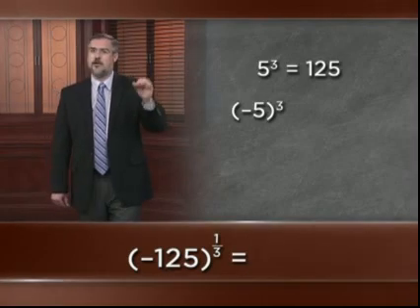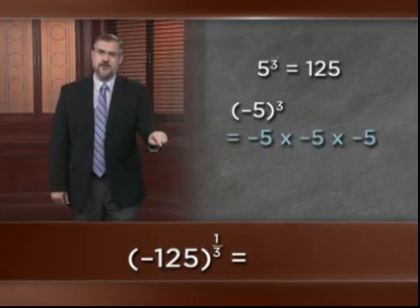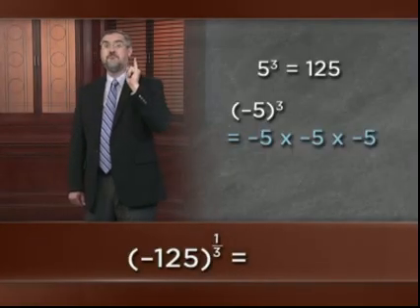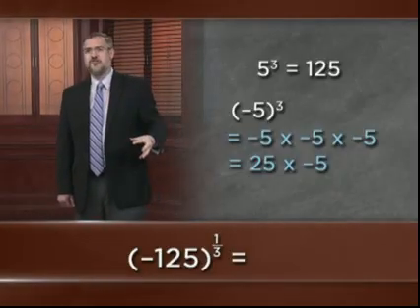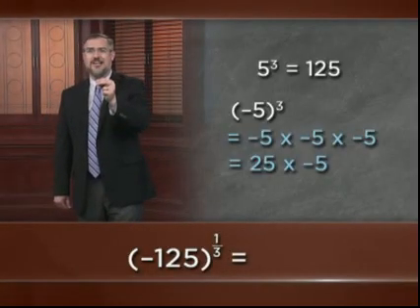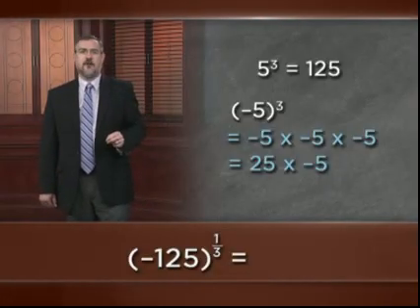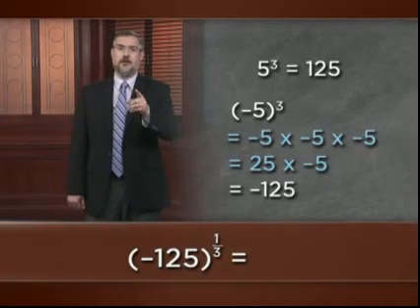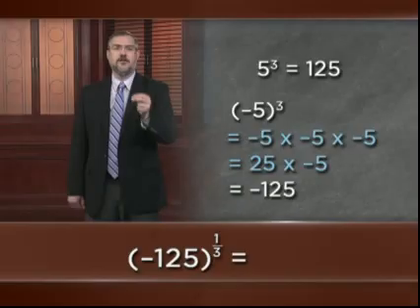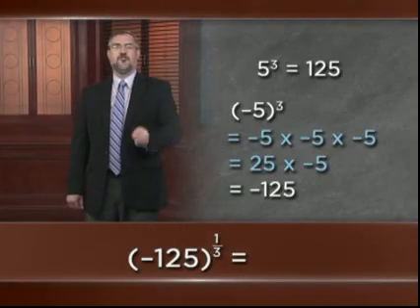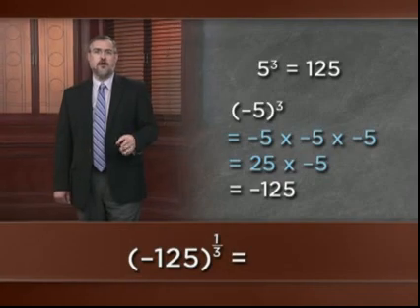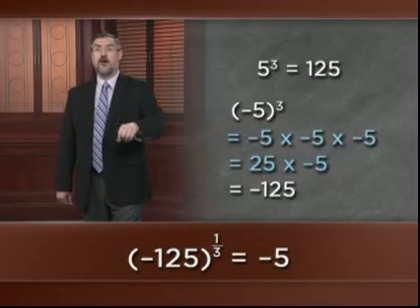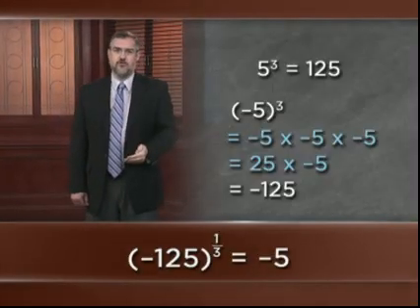Negative 5 raised to the 3 is the same as negative 5 times negative 5 times negative 5. Now, those first two negative 5's being multiplied together gives you positive 25. And so you can simplify that to positive 25 times negative 5. And 25 times negative 5 is negative 125, because a positive number times a negative number equals a negative. And that's exactly what we wanted, negative 125. So now I know that negative 125 raised to the 1/3 power really is negative 5, because negative 5 to the 3 equals negative 125.